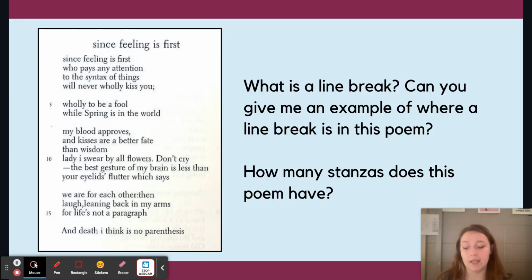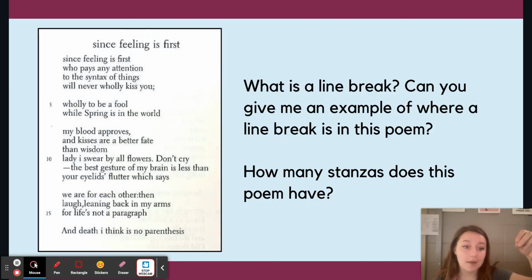So, really quickly, I want to give you a chance to tell me what a line break is, and then find an example of a line break in this poem. Tell me which 2 words there is a line break between. And then I also want you to tell me how many stanzas this poem has.